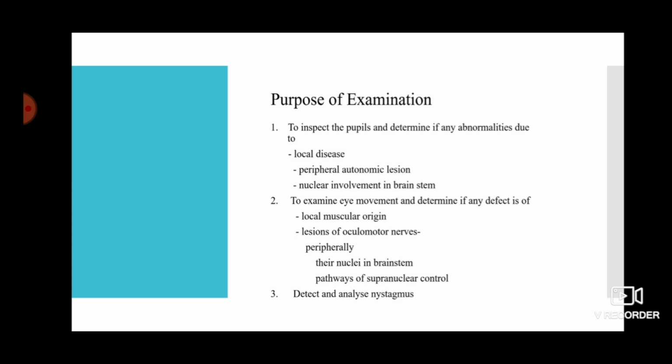Purpose of examination. First thing is to inspect the pupils and to determine if there is any abnormality due to the local disease, peripheral autonomic lesion or any nuclear involvement in the brainstem. Second thing is to examine eye movement and determine if there is any defect of the local muscular origin, lesions of the ocular motor nerve. Also to detect the nystagmus.